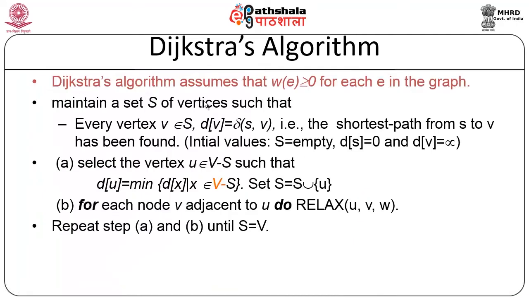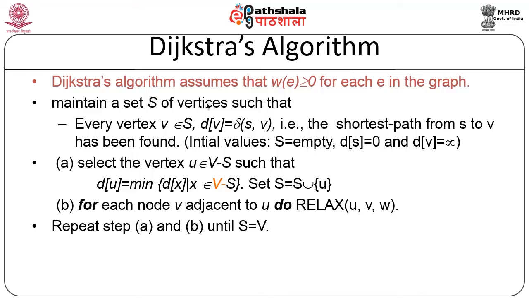Now, Dijkstra's algorithm assumes that the weight of each edge in the graph is greater than or equal to 0, okay. That is, there is no negative weight. Maintain a set S of vertices such that every vertex V belonging to the set has d(V) equal to delta(S, V), that is, the shortest path from S to V has been found. Initially, of course, the set is empty, D of source is equal to 0 and D of V is equal to infinity. Now, you select a vertex U from V that is not in S, such that D of U is equal to the minimum of D of x, where x belongs to V minus S, and then the new set becomes S union this vertex.